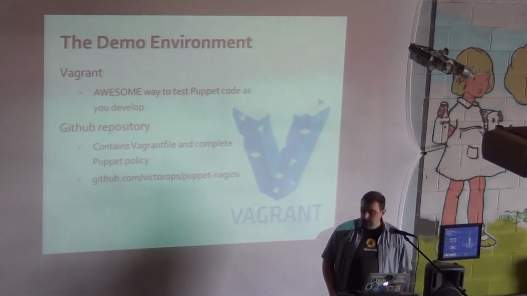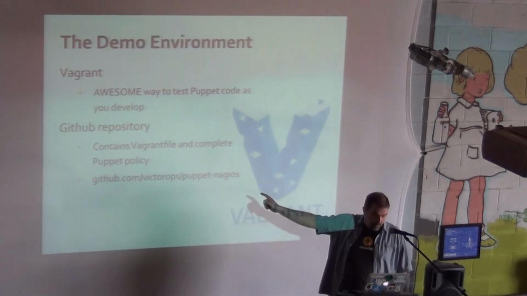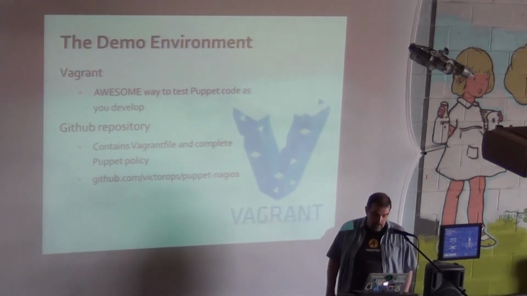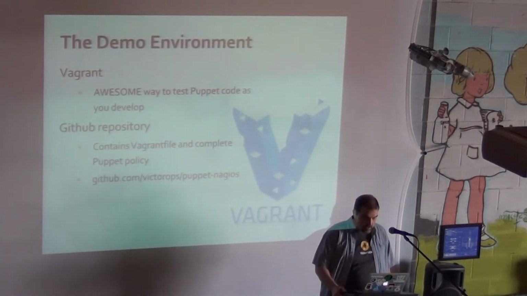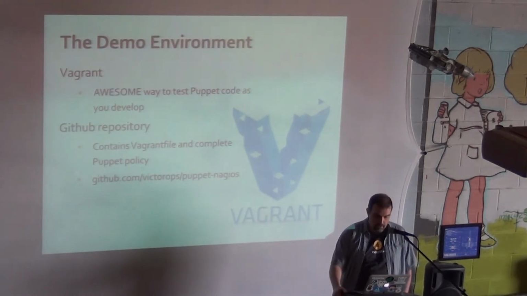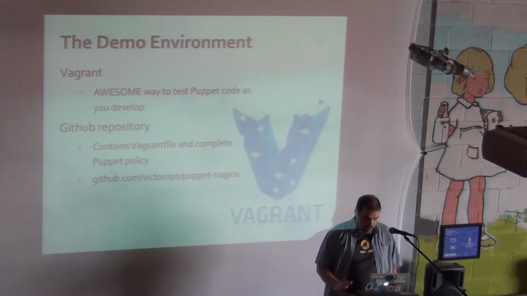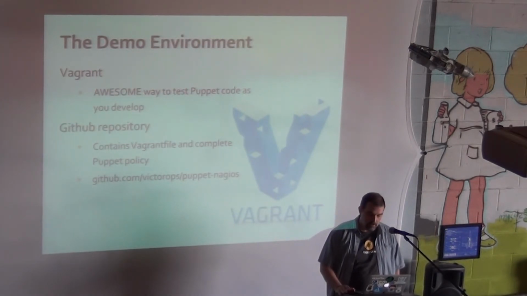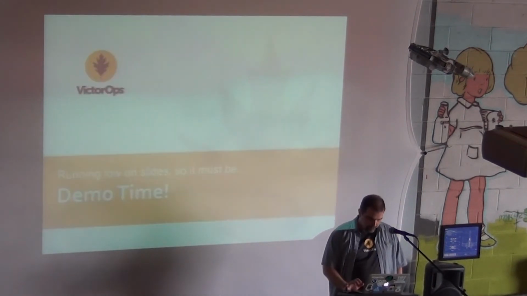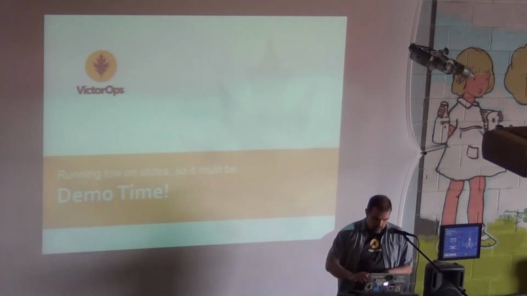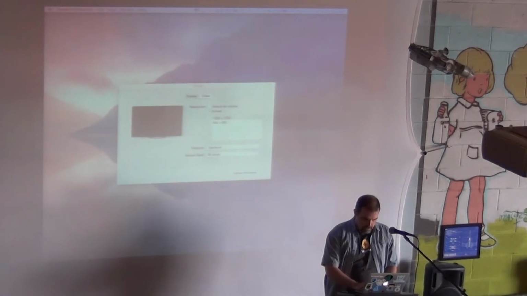You can see the link down here at the bottom. I'll put up the link again at the end of the talk. But I note that this demo environment is on GitHub. You can download it and run it for yourself if you like. It contains all the Puppet policy, and there's a README describing how to get the environment up and running. And you're more than welcome to use my Nagios module or anything else you've seen in the repo. Okay, so let's switch gears and we'll see some of these principles in action.